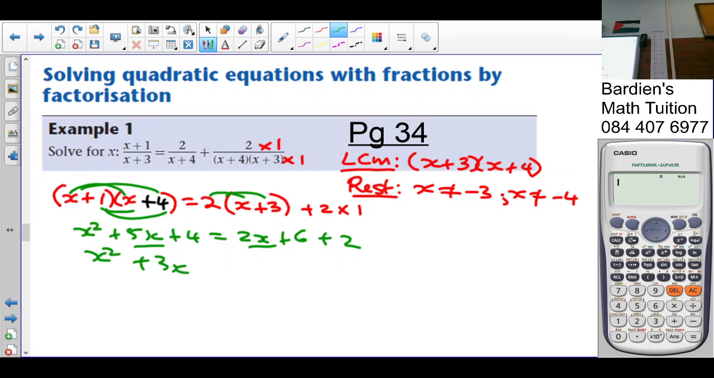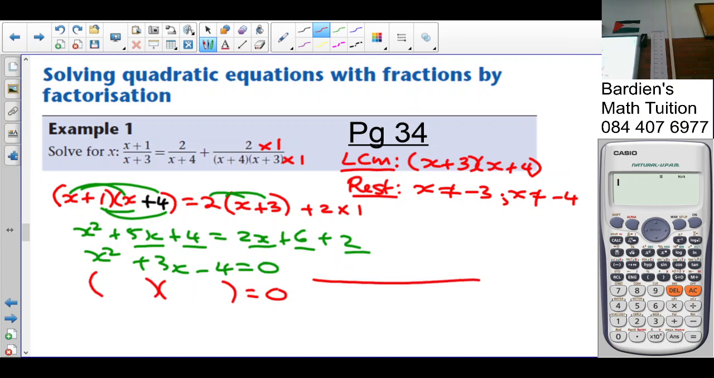Plus 4 minus 6, what's 4 minus 6? Minus 2. Minus 2 minus 2? Minus 1. Or if you want to write it out, no problem, and then add and subtract like terms, no problem. So what is this now? It was again a trinomial that needs to be factorized.